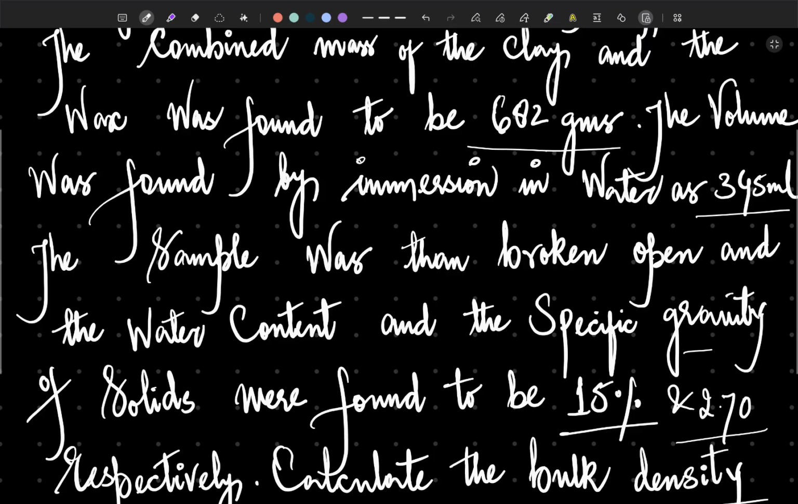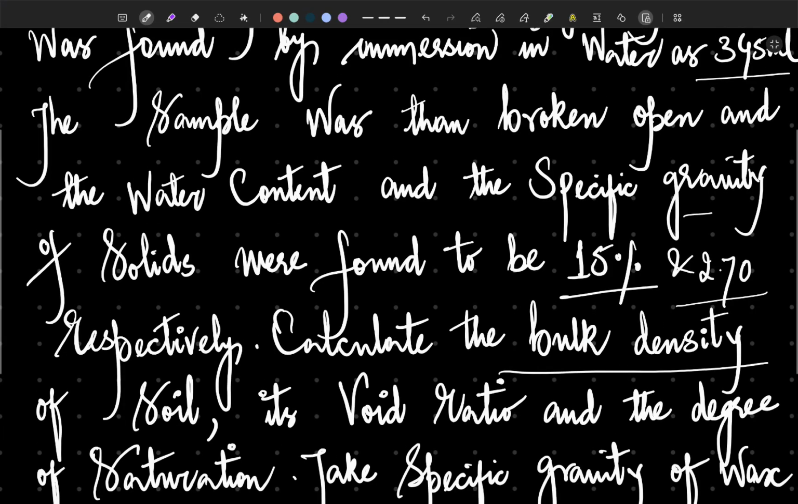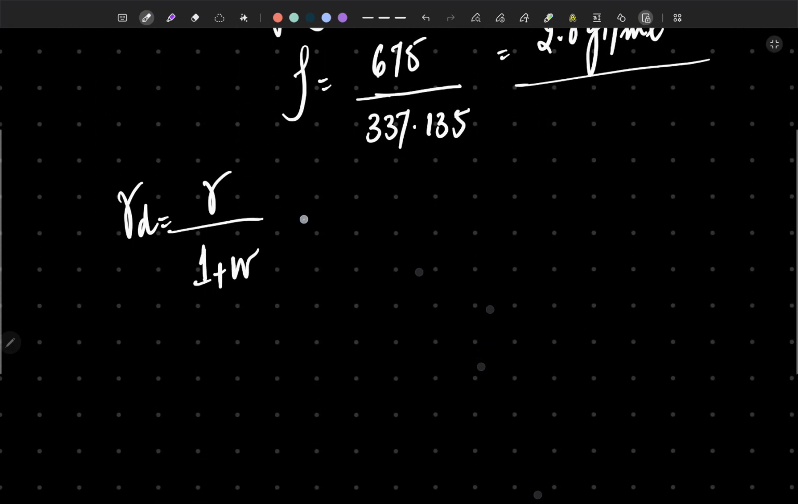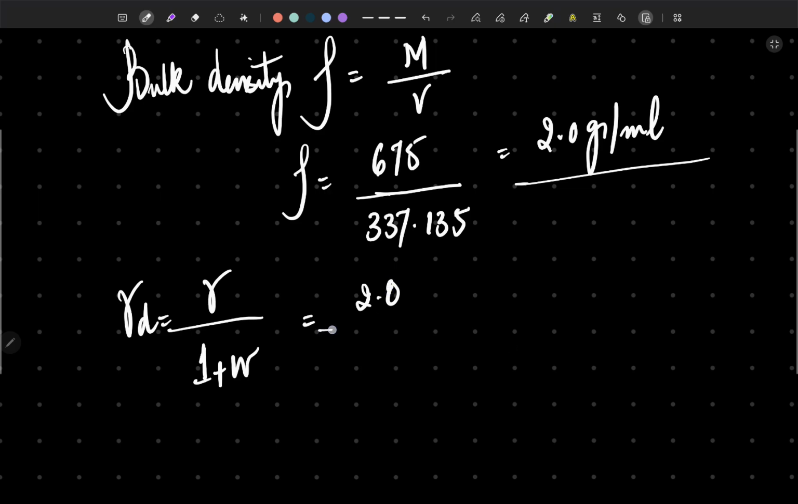Maybe it would be the oven drying method or the pycnometer method for the specific gravity. Those parameters were separately found to be 15% water content and 2.70 specific gravity. We'll be using these parameters. So the bulk density is 2, we have just found its value, divided by 1 plus water content, which is 15%. By calculations, my dry density is 1.73 grams per milliliter.